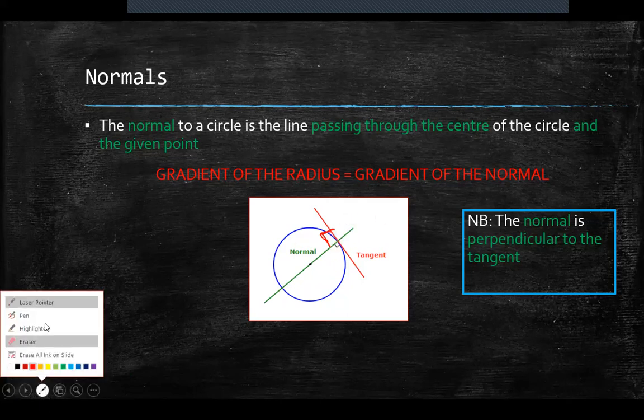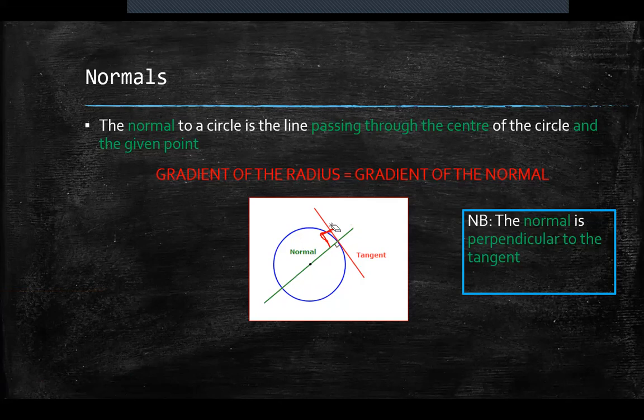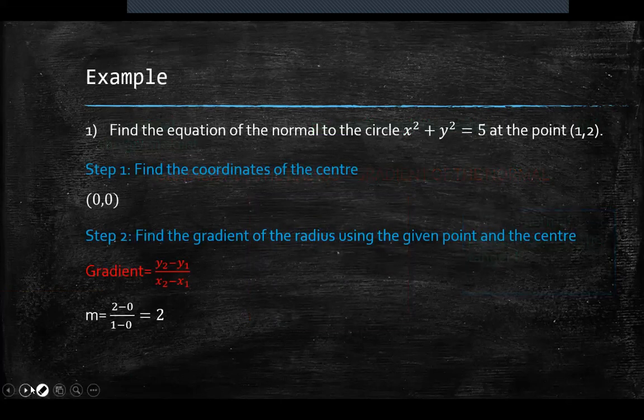Always remember that. The radius and the normal are perpendicular to the tangent. But I could also say the tangent is perpendicular to the radius or the normal. So always remember that. Some examples.